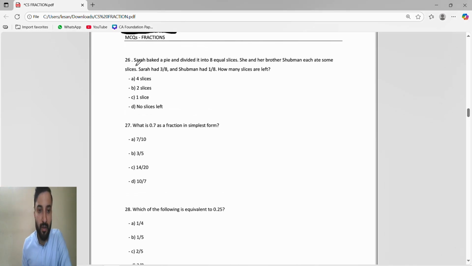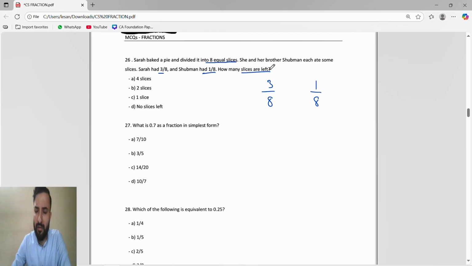See, very simple thing. Sarah baked a pie and divided it into 8 equal slices. So the total slices is 8. She and her brother Shubham each ate some slices. So Sarah ate 3 by 8 and Shubham had 1 by 8. Shubham ate 1 by 8. How many slices are left?